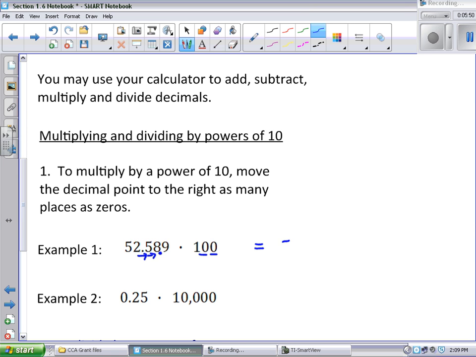52.589 is the same as 5,258.9. 0.25 times 10,000. Again, we count the number of zeros. 1, 2, 3, 4. We're going to move the decimal. It's 0.25. We're going to move it 4 places to the right. 1, 2 means I have to add a 0 for the 3rd place and add a 0 for the 4th place. This gives me 2500. That's where our decimal point would be.